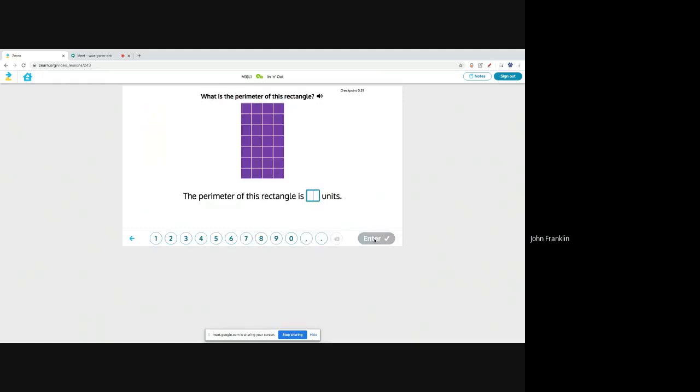Next, what is the perimeter of this rectangle? Okay, so we know to figure out perimeter, like he said, it's the boundary, so we go with the number of squares all around. Okay, so we know it's 1, 2, 3, 4. So let's break this down. We have 4 plus 1, 2, 3, 4, 5, 6, 7. One, two, three, 4.